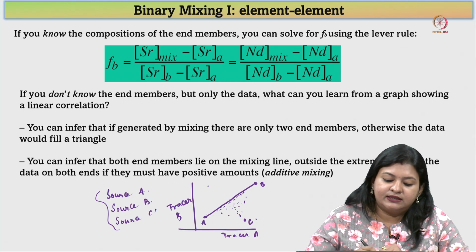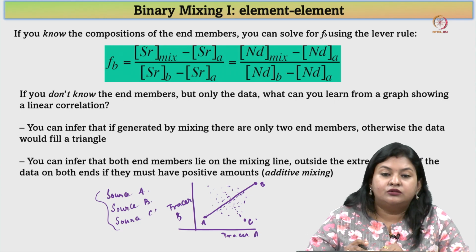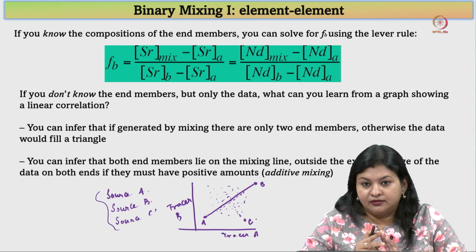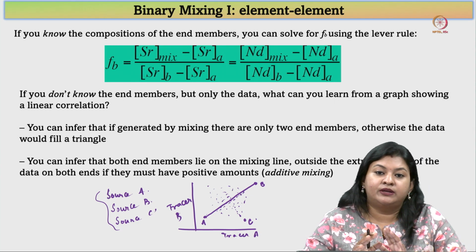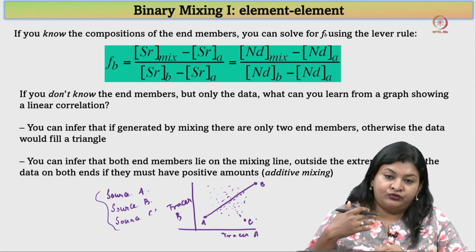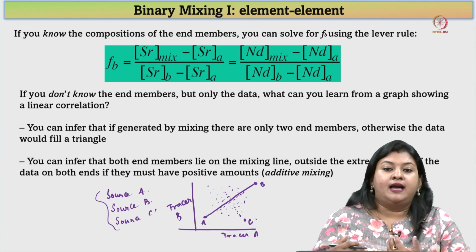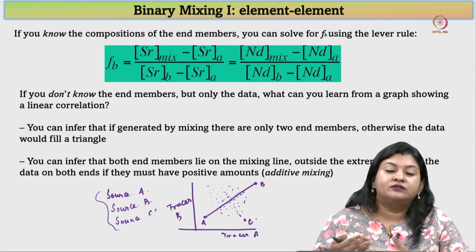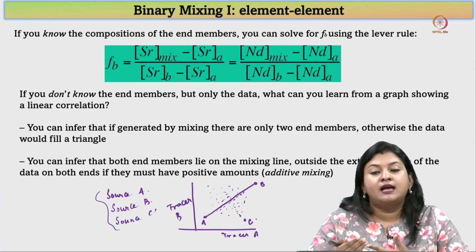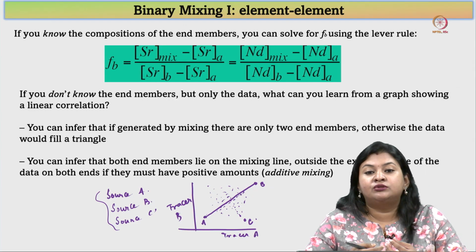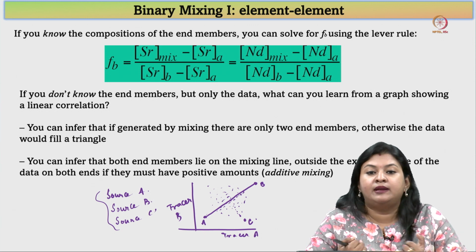If otherwise it is a scatter, so the data is all over the place, you will not be able to do it with this 2 end member model. You have to go for a 3 end member mixing model and more complicated kinds of modeling with more tracers and be able to differentiate all the 4 end members.